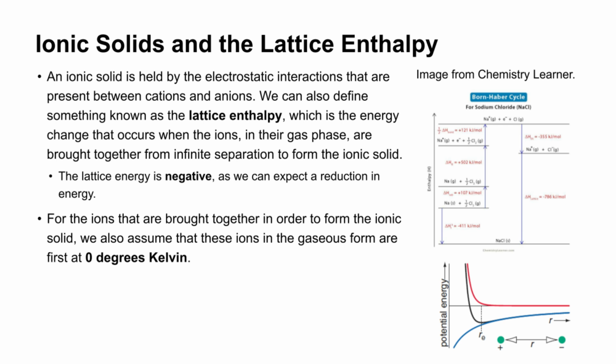The lattice enthalpy is negative, because we can expect a reduction in energy. And for the ions that are brought together to form the ionic solid, we also assume that the ions in the gaseous form are at absolute zero. So that's just a fun fact you need to know. Now, how we determine this lattice enthalpy experimentally is we use something known as the Born-Haber cycle, which is basically a diagram showing you the overall enthalpy change.